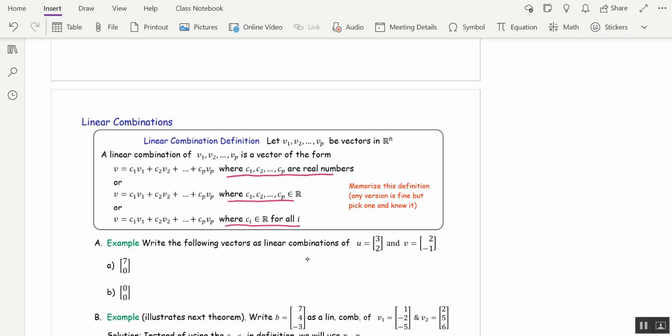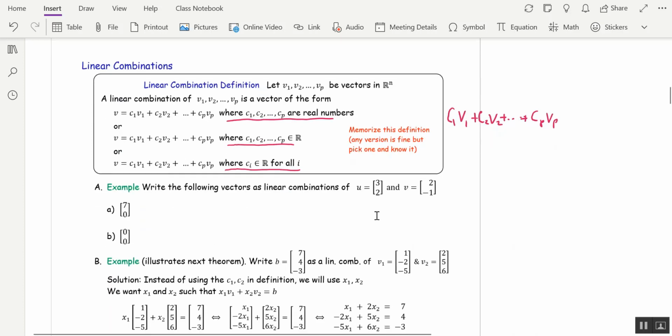For example, if you write c1v1 plus c2v2 dot dot dot cpvp, that's not right. You need a plus sign here, then dot, dot, dot, and a plus sign here. So you really have to memorize these exactly the way they're given. Okay, so let's talk about linear combinations.